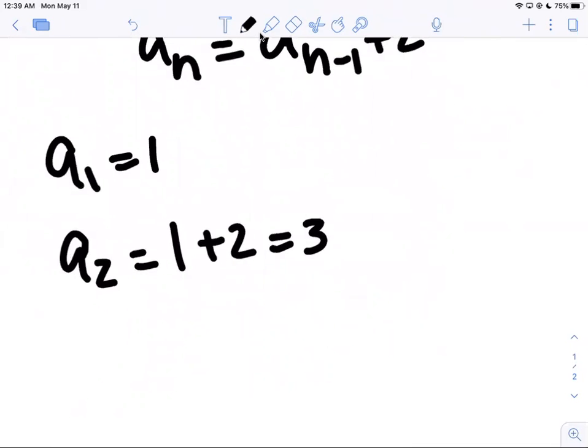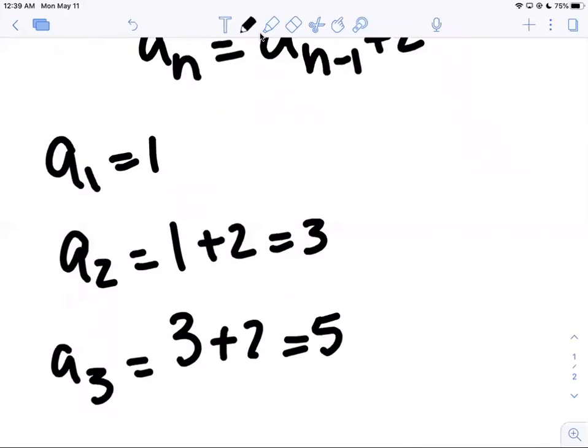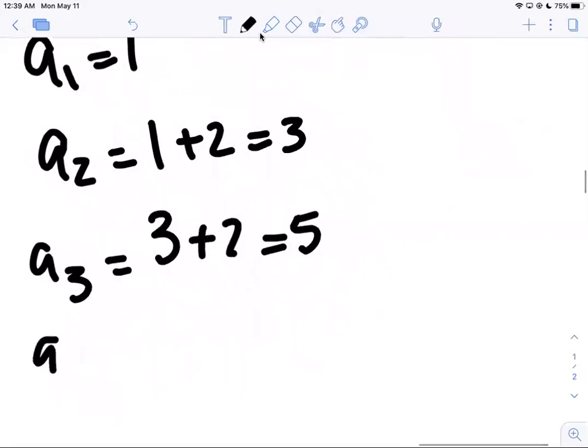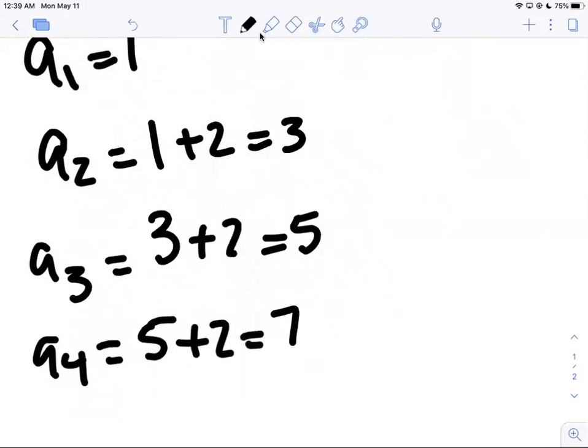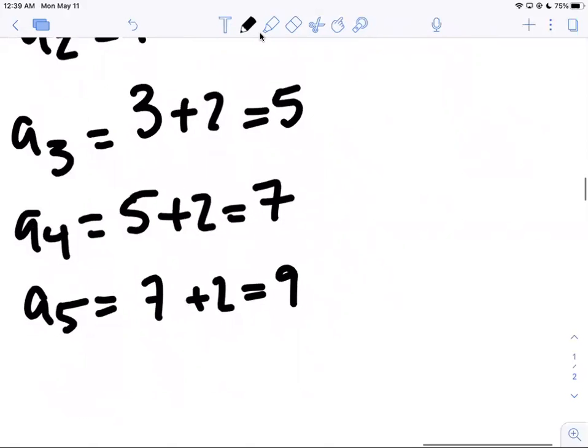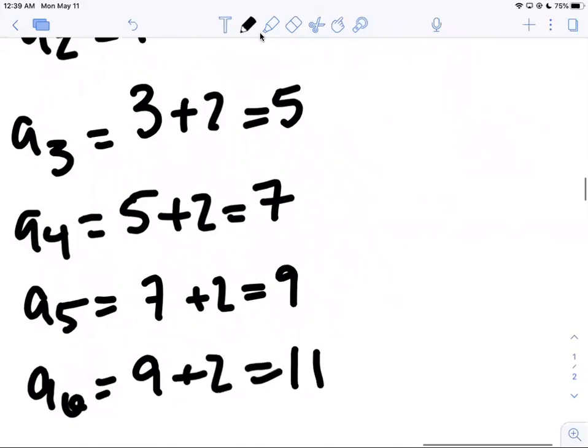Now I use this 3, and to find a sub 3, I'm going to do 3 plus 2. Well, that equals 5. Whoa. To find a sub 4, I'm going to do 5 plus 2. That's equal to 7. A sub 5 is going to be 7 plus 2, which is 9, and then a sub 6 equals 9 plus 2, which is 11. I'm going to highlight that one because that's one that was asked of us to find.